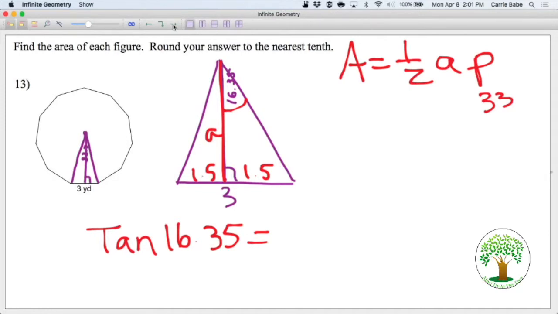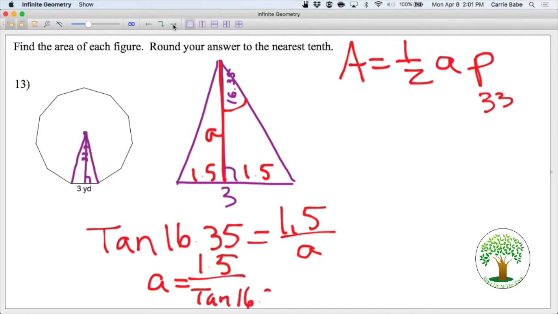All right, so tangent is opposite over adjacent, so it's 1.5 over the apothem. When I put tangent of 16.35 in my calculator, I got 0.29. So what are we going to do to solve for A? We're going to flip it, so it'll be 1.5 divided by tangent of 16.35. I would do the 1.5 first and then divide it by that little teeny number that you got in your calculator.